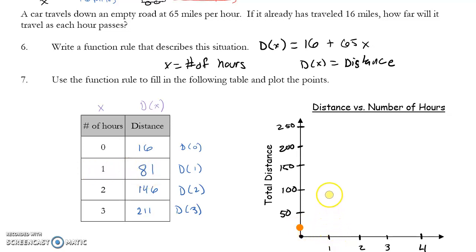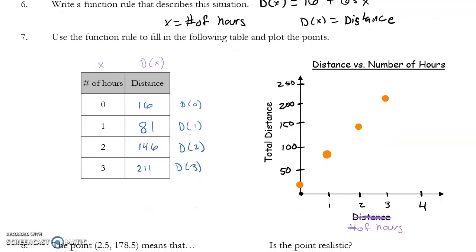181. 1, that's 100. I gotta go down a little bit. 2 and 46, or 146, so it's not quite to 150, just below it. 3 and 211, and I can go all the way up to 200 and just above that. And there's my graphic representation.